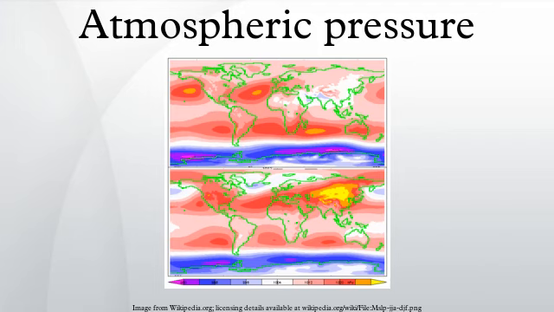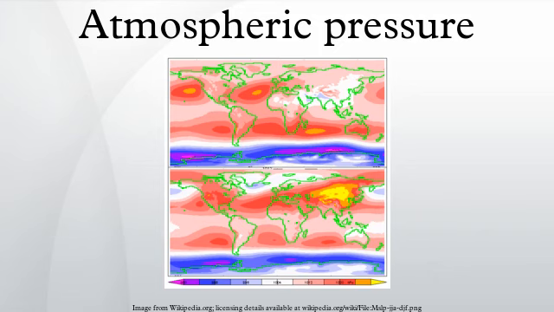Atmospheric pressure is the force per unit area exerted on a surface by the weight of air above that surface in the atmosphere of Earth. In most circumstances, atmospheric pressure is closely approximated by the hydrostatic pressure caused by the weight of air above the measurement point. On a given plane, low-pressure areas have less atmospheric mass above their location, whereas high-pressure areas have more atmospheric mass above their location.